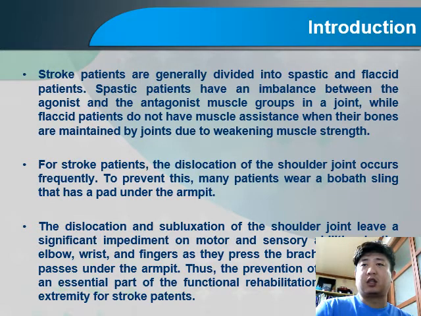The dislocation and subluxation of the shoulder joint leave a significant impediment on motor and sensory abilities in the elbow, wrist, and finger as they press the brachial plexus that passes under the armpit. Thus, the prevention of dislocation is an essential part of the functional rehabilitation of the upper extremity for stroke patients.